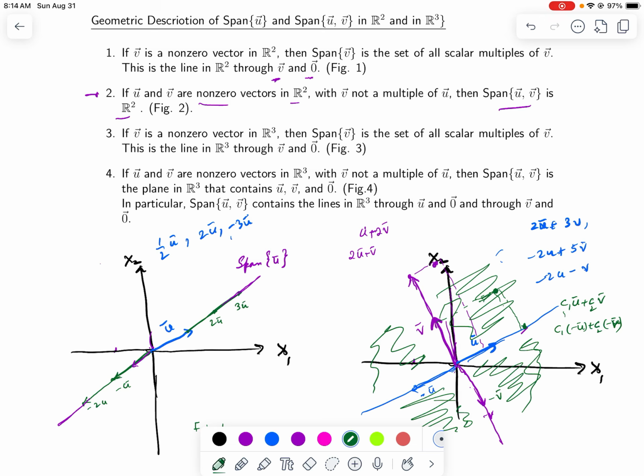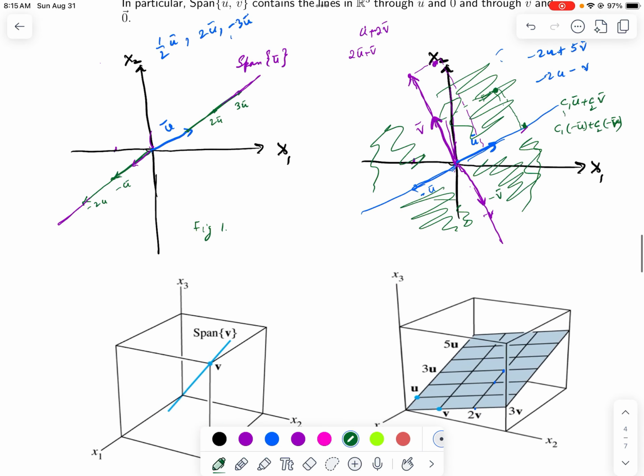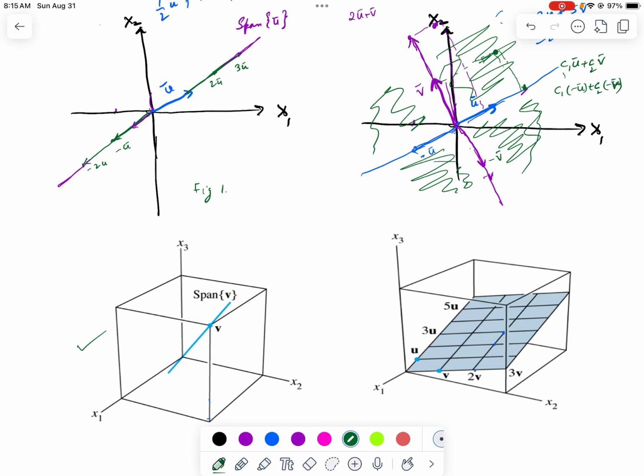In the same way, if v is a non-zero vector in R3, then the span of v is the set of all scalar multiples of v. And so this will again give you a line which is passing through 0, and it is containing the vector v. So this is how it looks. It's again a little harder to show a three-dimensional object in the plane, but just roughly this is how it will look.